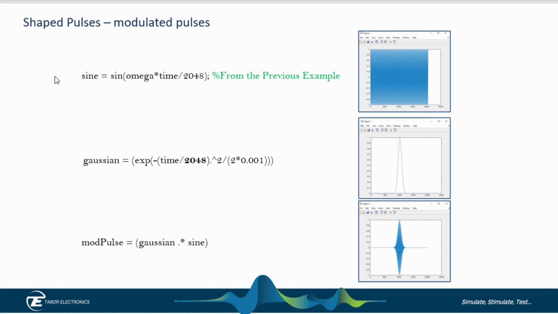Let's go one step further. Let's shape our pulse. So we have our sine wave pulse here, 2048 points, about 2 microseconds in duration. I'm going to generate a Gaussian pulse in MATLAB here. So here's the formula, 2048 points. You can see this is a Gaussian pulse here. And I'm simply going to multiply these two arrays together, and I get the shaped Gaussian pulse.